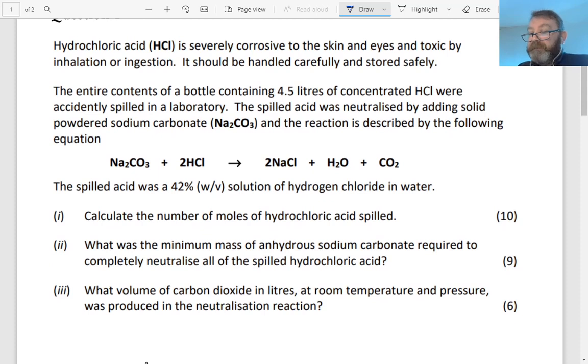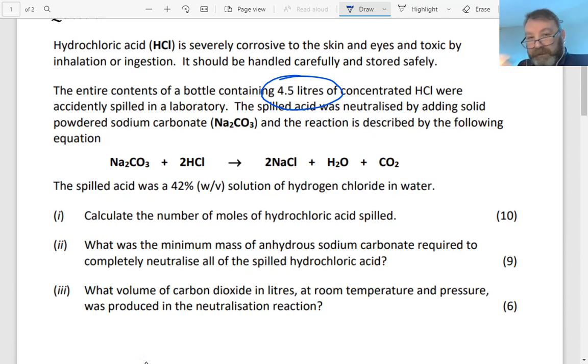So question 1 says, hydrochloric acid is severely corrosive to the skin and eyes and toxic by inhalation or ingestion. It should be handled carefully and stored safely. The entire contents of a bottle containing 4.5 litres. Now, one of the things I would ask you to do is just to highlight or to circle things that are of interest and may be used in your calculations later on. Where accidentally spilled. The spilled acid was neutralised by adding solid powdered sodium carbonate, and then the reaction is described by the following equation.